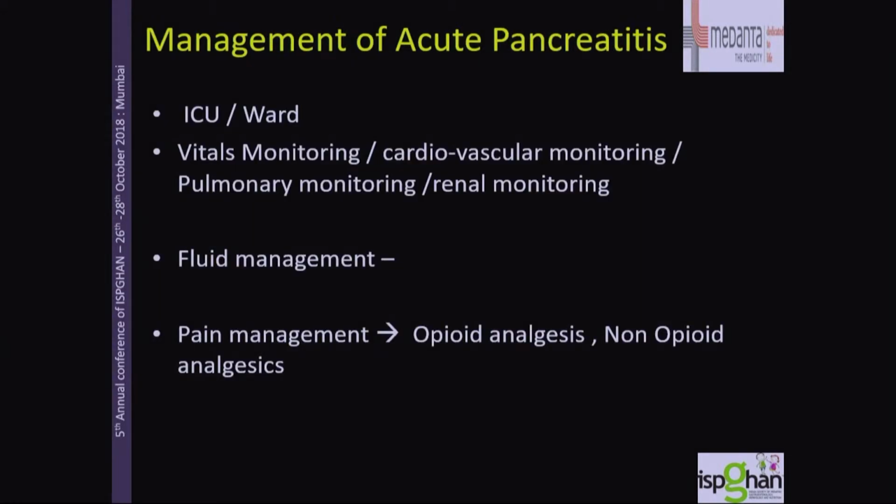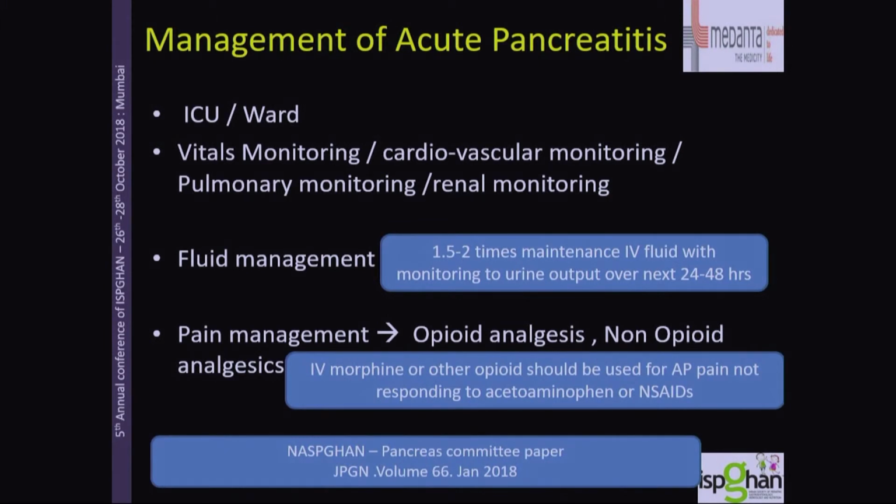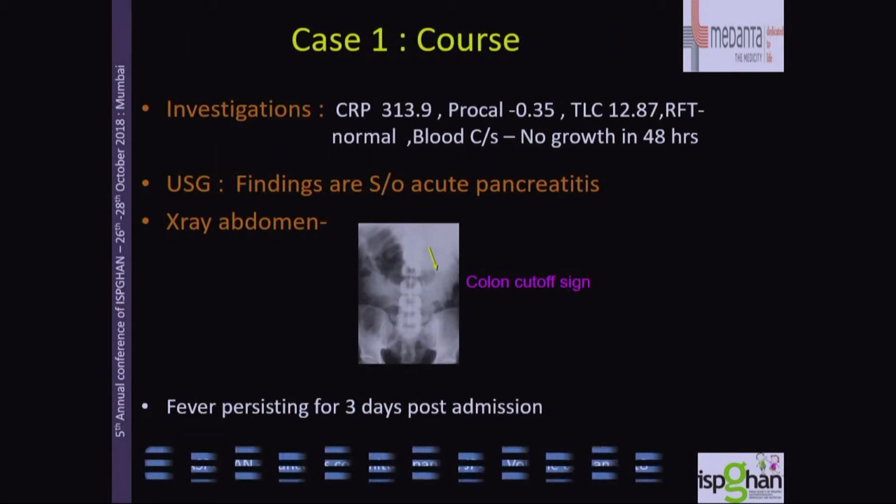So what should I do? I should shift this patient initially to ICU. Once stabilized, then I should take to the ward. I should be looking into the vital monitoring, cardiovascular, pulmonary and renal monitoring. A word about this, if you get time, please read this paper which has come in the NASPGHAN and JPGN 2018, which highlights that you need to give 1.5 to 2 times maintenance IV fluid and ensure your urine output. And for pain management, opioid or non-opioid pain management.